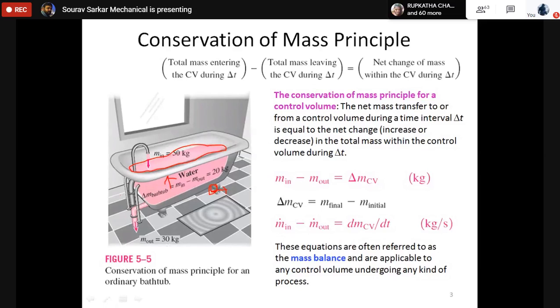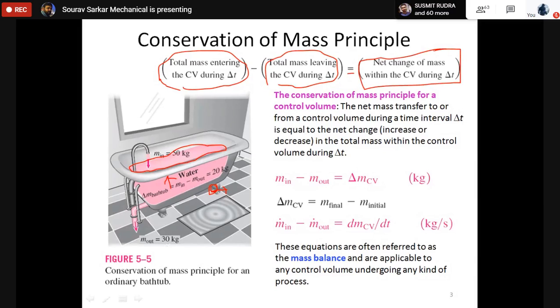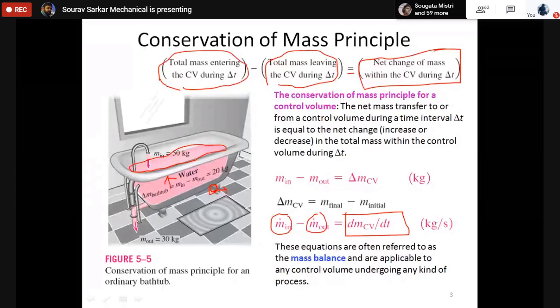So there is some m dot in, the total mass entering the control volume. Next, the total mass that is leaving the control volume, the difference of which is equal to the net change of mass inside the control volume during the delta t. So you can write that m dot in, the mass which is coming inside, minus the mass which is leaving the system, is basically the rate of change of mass of the control volume. So basically what I'm trying to say is that whatever mass is coming into the system may not be the same mass that is going to leave the system.